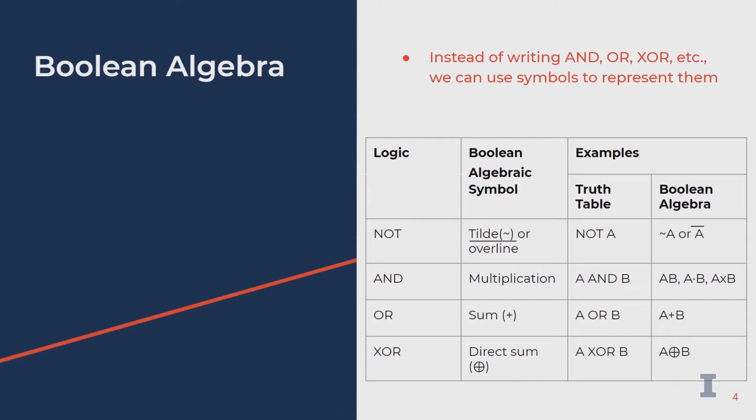Boolean algebra is the way we use to describe these. Instead of writing the words and, or, not, and having to keep writing those, we use symbols to represent these. For not, we'll either use a tilde or put a line on top of the variable that we want to not. For and, we'll use multiplication, so either a dot or an X, whatever you like to use. For or, we will usually use addition, so the sum symbol. And for exclusive or, we'll be using a circled plus sign, so direct sum. Those are the symbols we use.